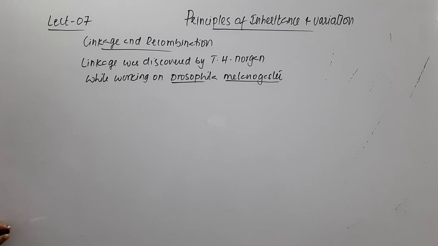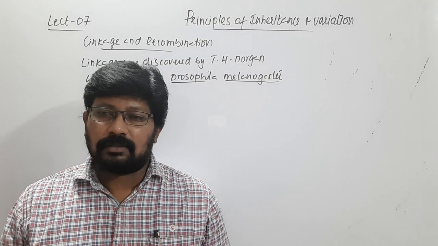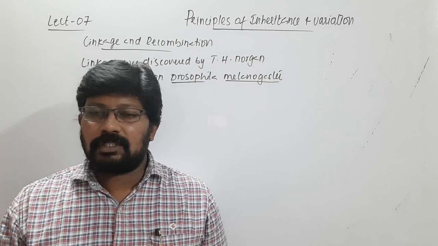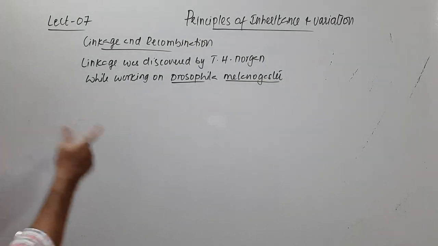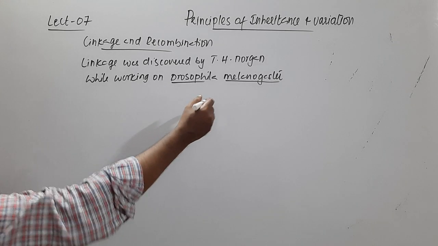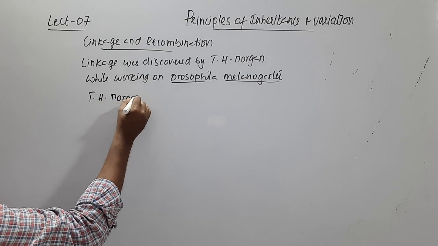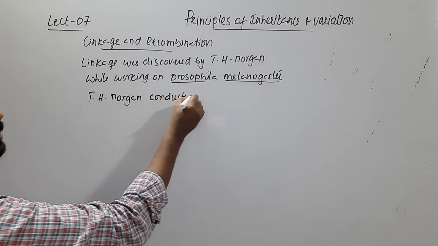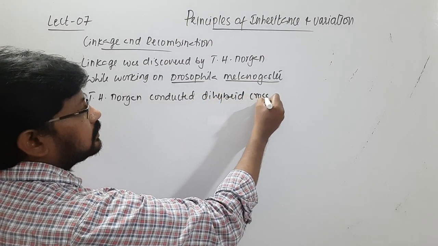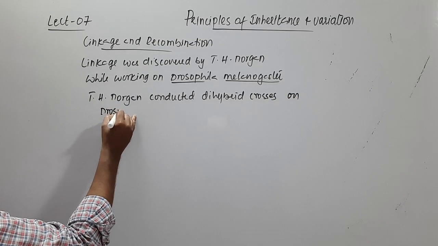T.H. Morgan started doing experiments just like Mendel's dihybrid cross. Just as Mendel performed dihybrid crosses, T.H. Morgan also conducted dihybrid crosses on Drosophila melanogaster.